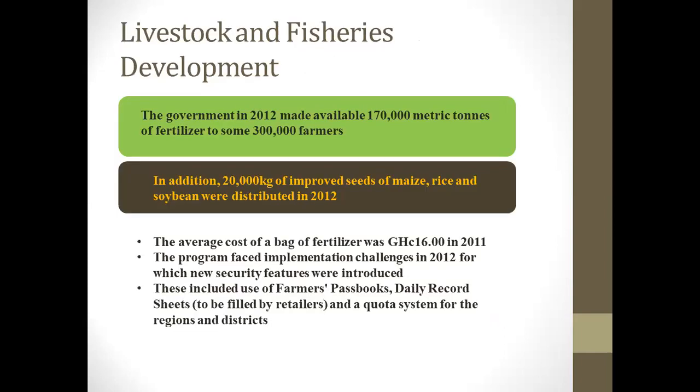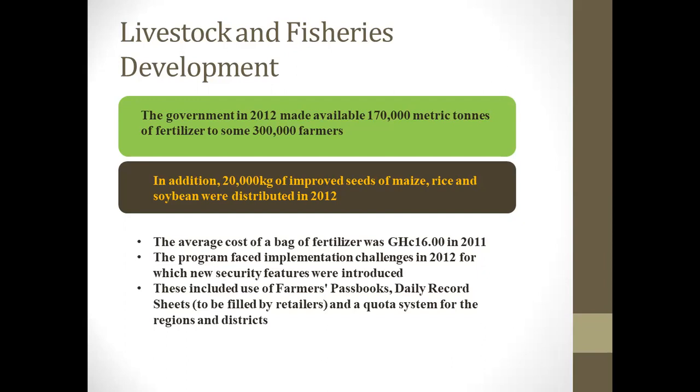So now the next one, let's look at the livestock and fisheries development. Now, these are all subsectors. The first one, the buffer stock, we're dealing with the cereals, the grains. Now there's another subsector, which is the livestock subsector, and the fisheries is another subsector. Now, what did the government do to improve the subsectors? Let's look at the first one.